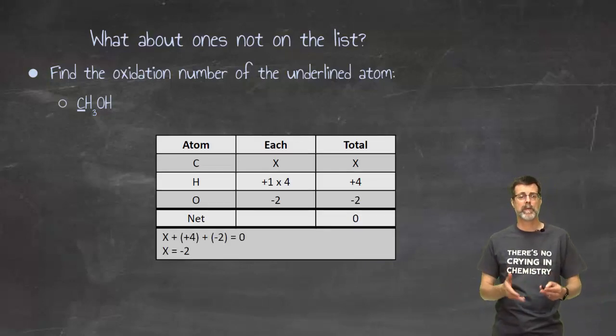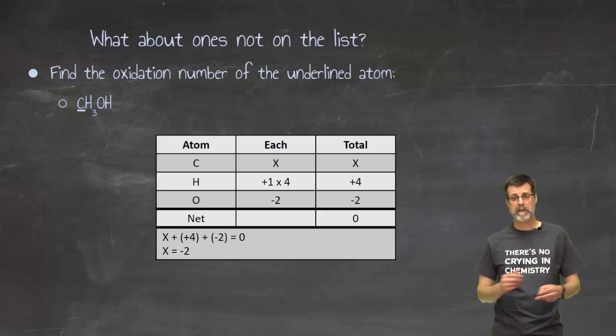So I can use that information to solve for the unknown of carbon, which I identified as X. In this case, carbon has an oxidation state of -2.